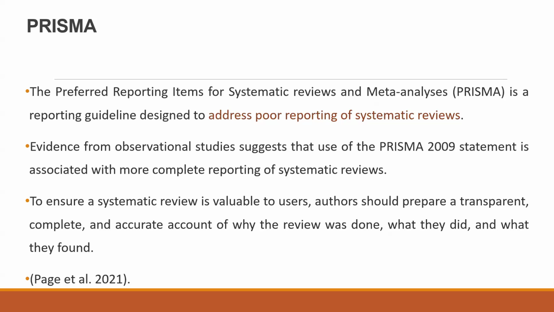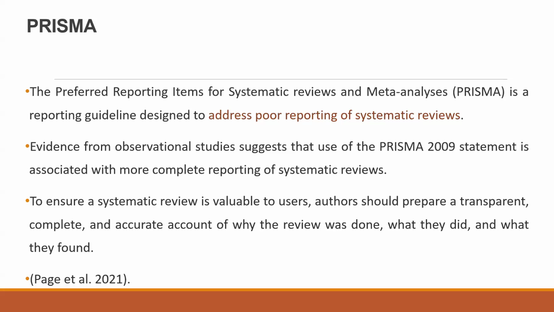If you see systematic reviews published after 2009, you can see that at least there are some standard methods in reporting the findings. If you take older systematic reviews, you can see that there is no consistency in what they have reported and what findings they convey. So to ensure a systematic review is valuable to users, authors should prepare a transparent, complete and accurate account of why the review was done, what they did and what they found.